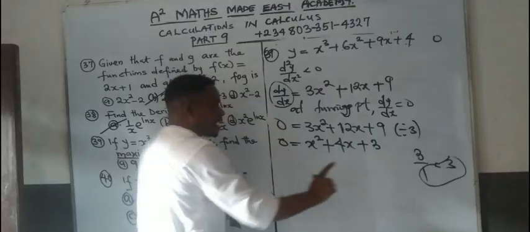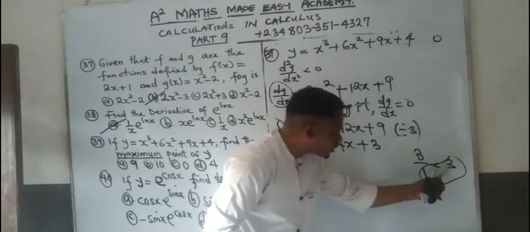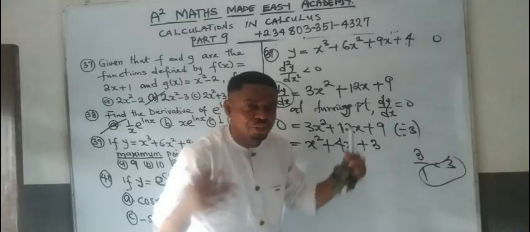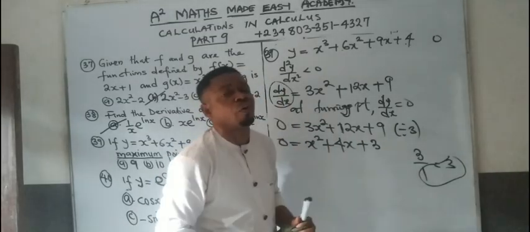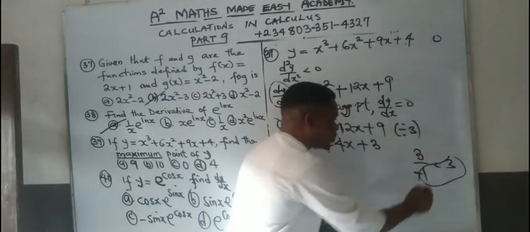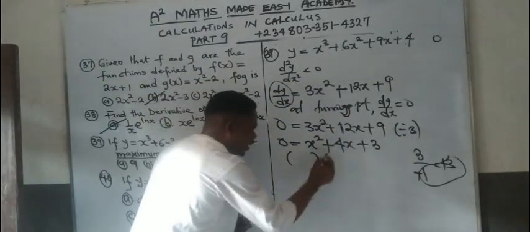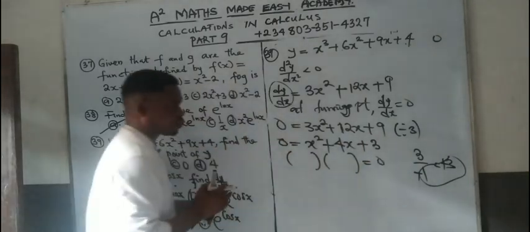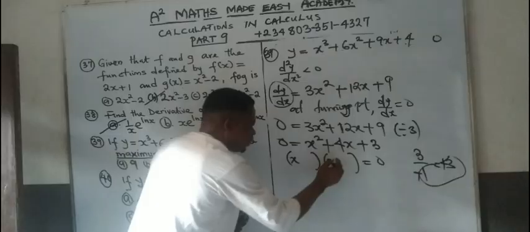Now the question is, I have 1 and I have 3. What side will I give to 1? What side will I give to 3? By the time I join them together, it will produce the coefficient of x, which is plus 4. I will give 1 plus. I will give 3 plus. Can we isolate now? Then enclose in brackets and equate it to 0. Because this is x squared, give 1 x, give the other one x.